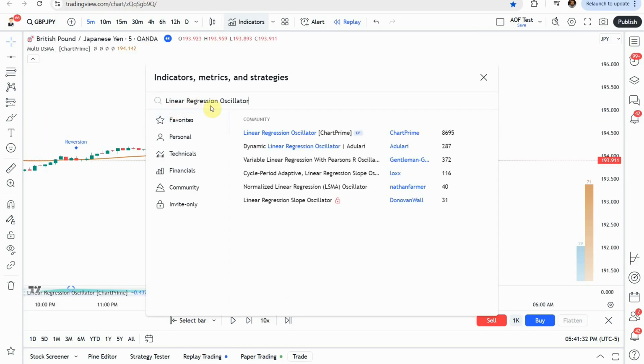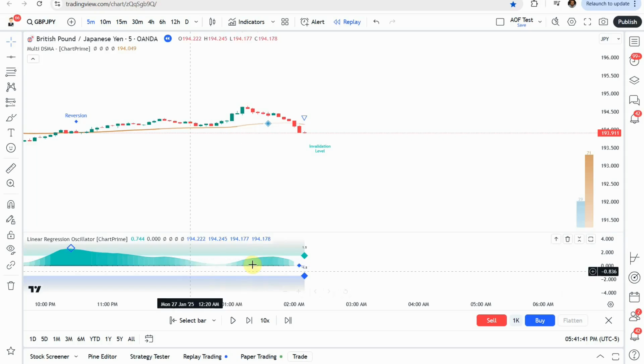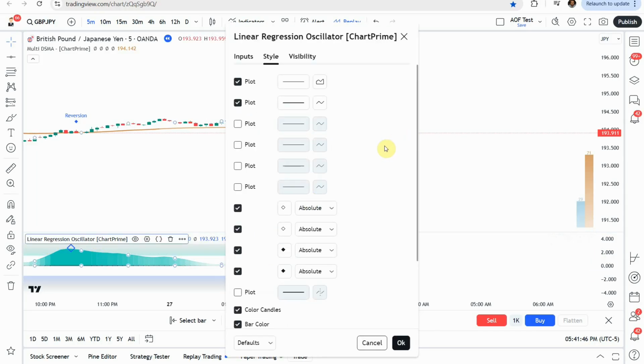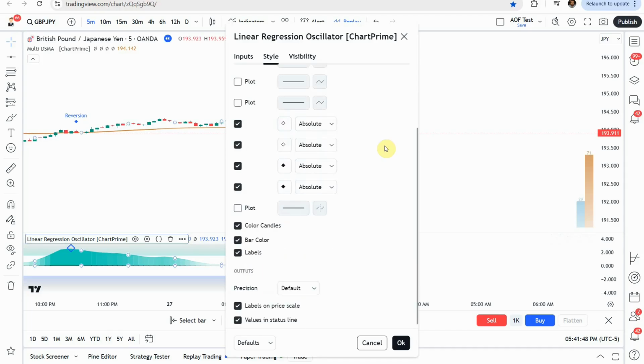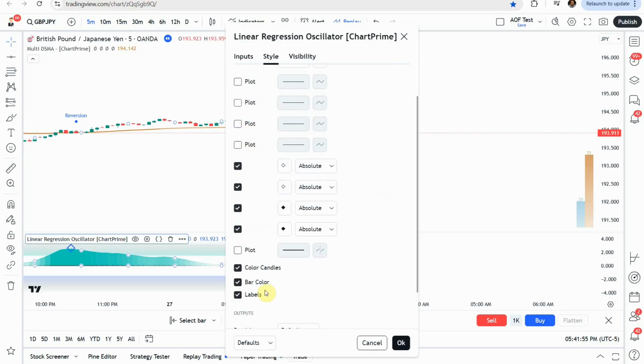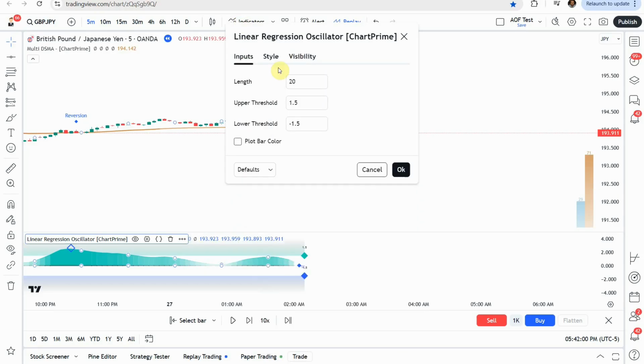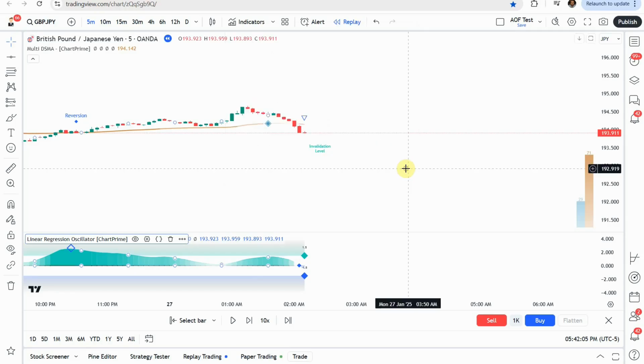be the linear regression oscillator. This one right here. Go ahead and click that and add it to the screen, and it will pop up down on the bottom of the screen, and it'll look like this right here. All the settings on this stay on the default. You can just double check that your styles all look like this here. These 4 plots and this 1 plot turned off, and the inputs are as shown here. Again, pretty sure it's all on default settings.